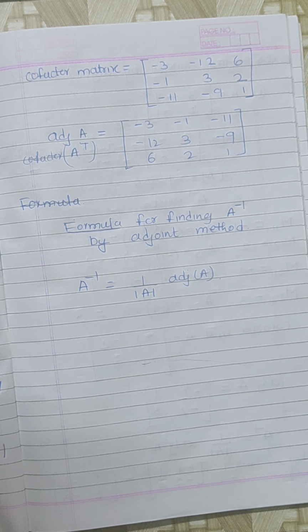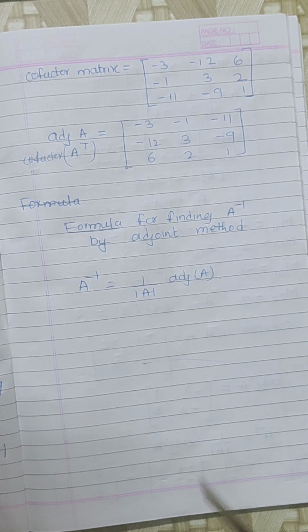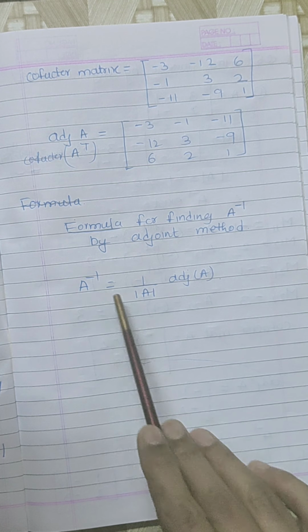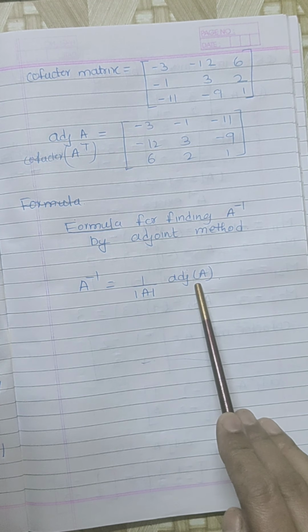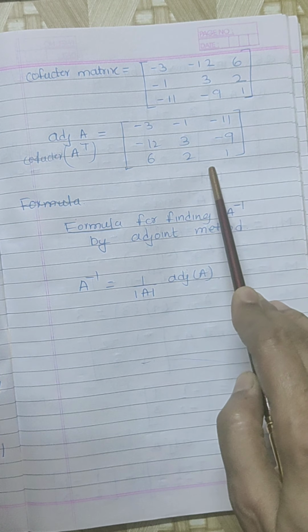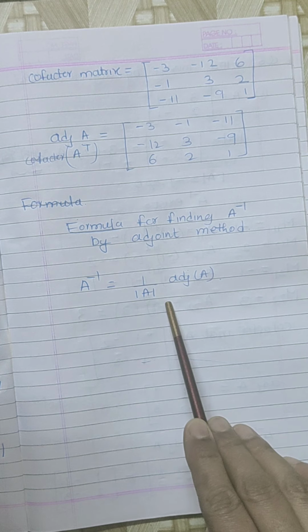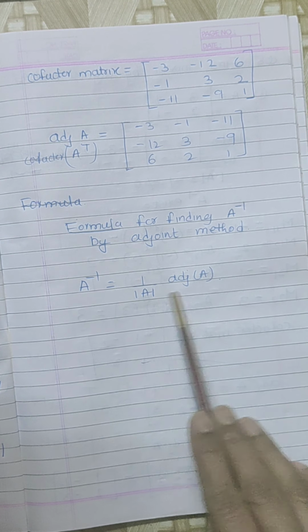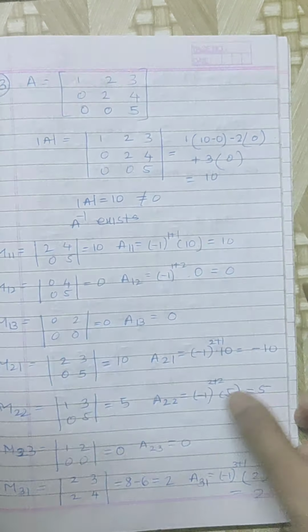Here for finding the inverse we have two methods: by elementary transformation and by the adjoint method. First we will see the adjoint method. For the adjoint method, the formula is A inverse is equal to 1 upon determinant value of A into adjoint of A. So in this way you have to find the adjoint of A and the determinant value of A, and using the formula you have to find A inverse.